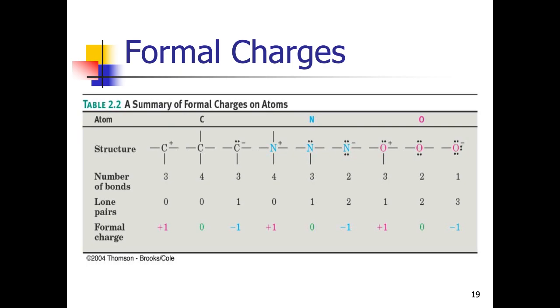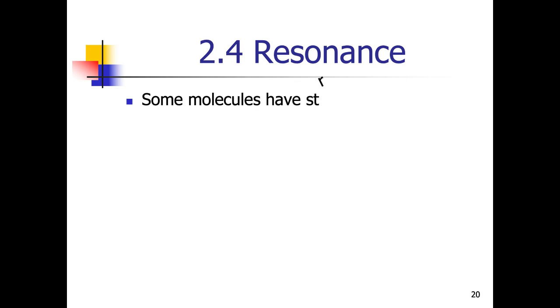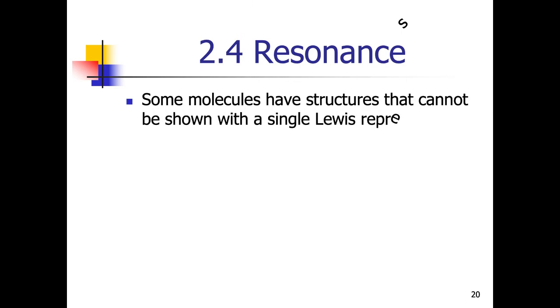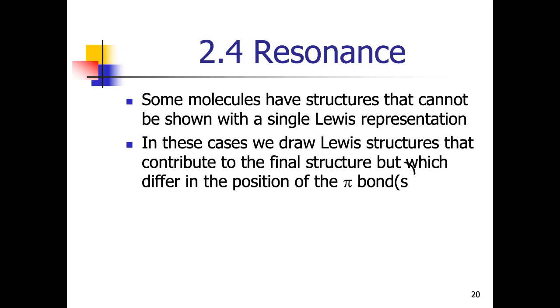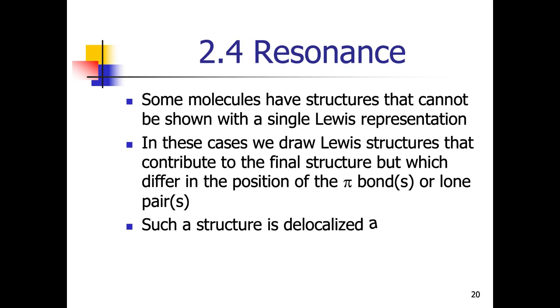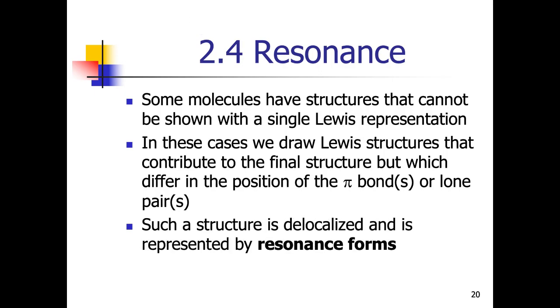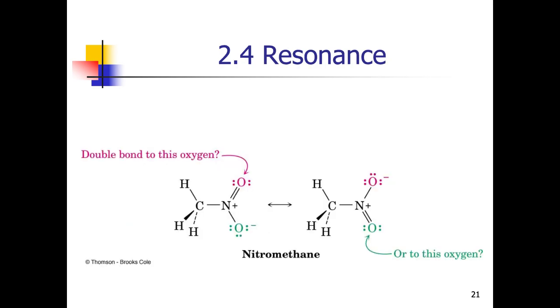And now, I would like to talk about resonance. Some molecules have structures that cannot be shown with a single Lewis representation. In these cases, we draw Lewis structures that contribute to the final structure, but which differ in the position of the pi bonds or lone pairs. Such a structure is delocalized and is represented by resonance forms. The resonance forms are connected by a double-headed arrow.